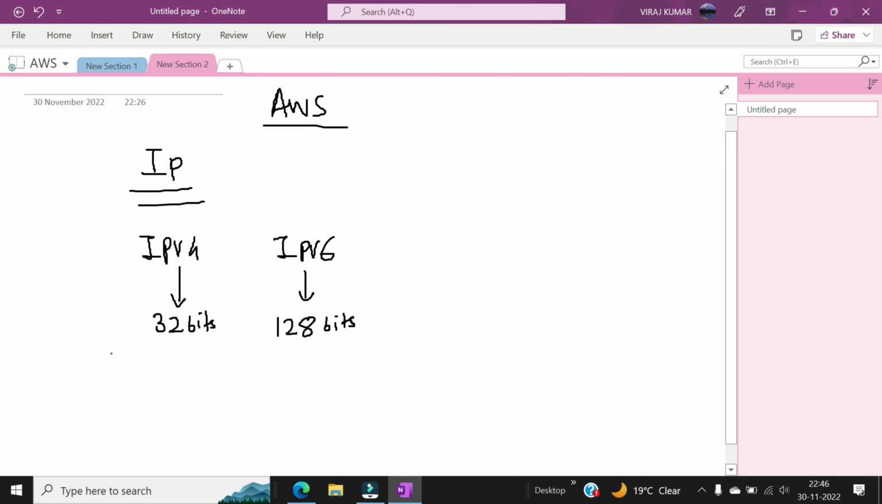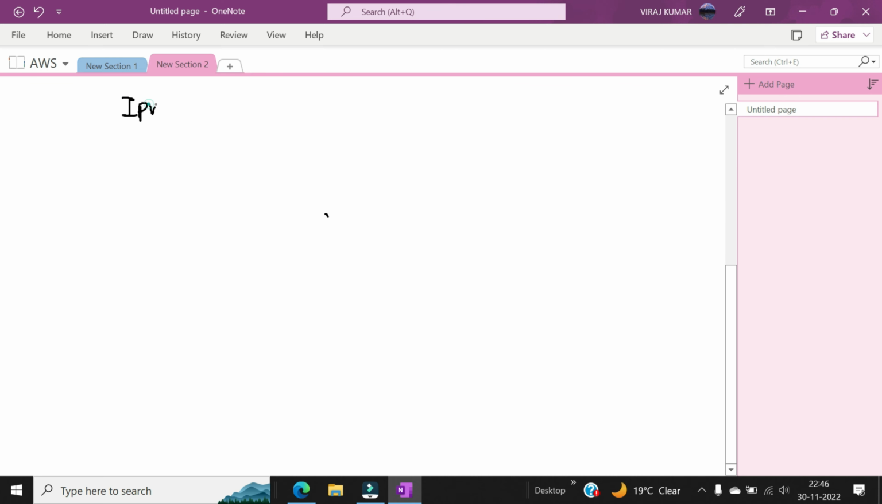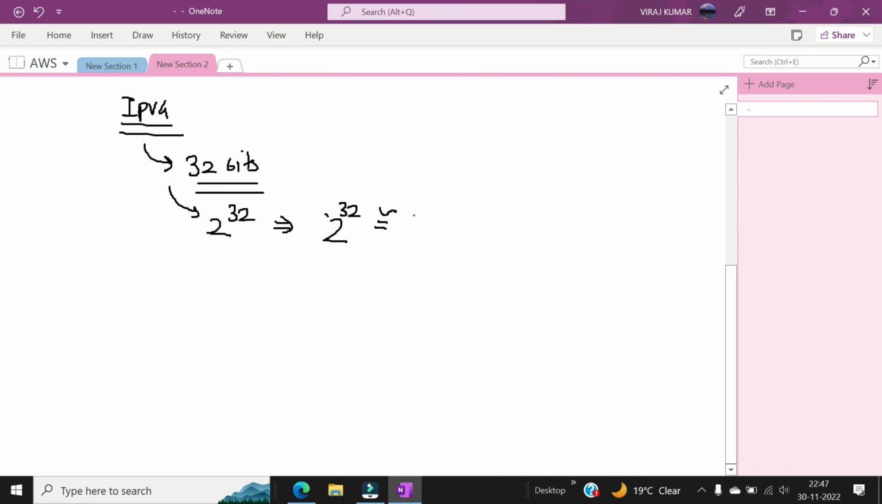So let's discuss the IPv4 address. An IPv4 address is used to represent an address within 32 bits. Bits are nothing but binary representations of ones and zeros. 2^32 addresses are possible, which means 2^32 combinations are possible. That is approximately more than 4 billion addresses.